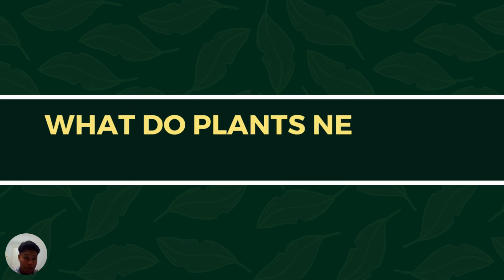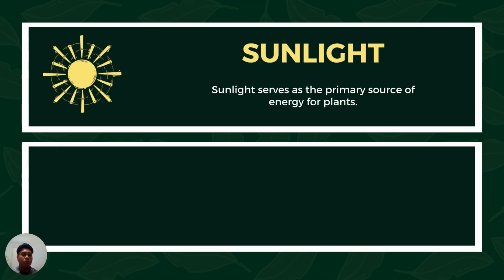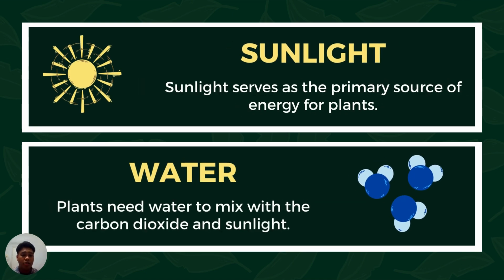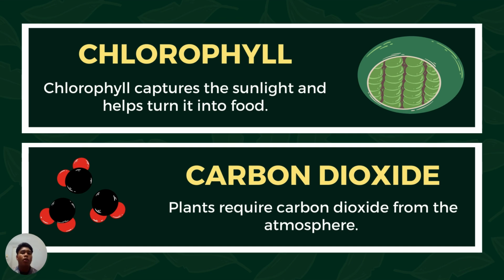So what do plants need for photosynthesis? They need four things. Firstly is sunlight. Sunlight serves as the primary source of energy for plants. The second is water. Plants need water to mix with the carbon dioxide in sunlight. The third is chlorophyll. Chlorophyll captures the sunlight and helps turn it into food. And the last one is carbon dioxide. Plants require carbon dioxide from the atmosphere.